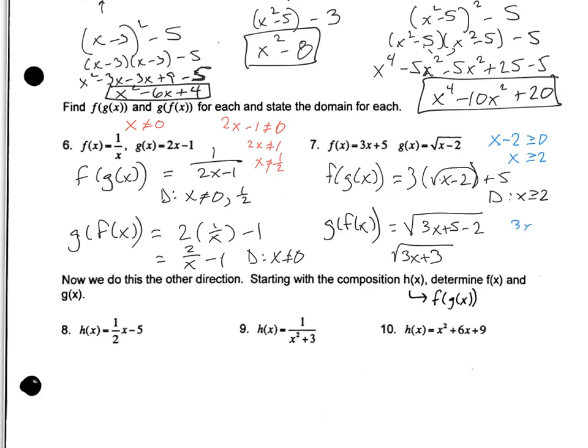So 3x plus 3 is greater than or equal to 0. So 3x is greater than or equal to negative 3. X is greater than or equal to negative 1. Well, we have to think which one is more restrictive. And I'm going to use a number line for this. I'm just going to do it down here.